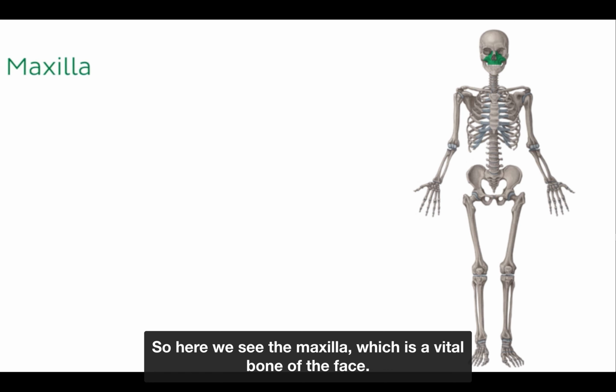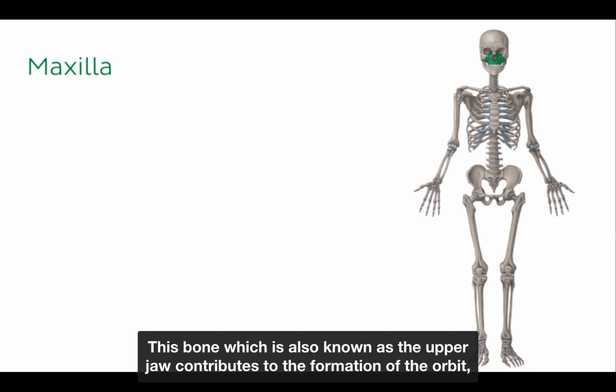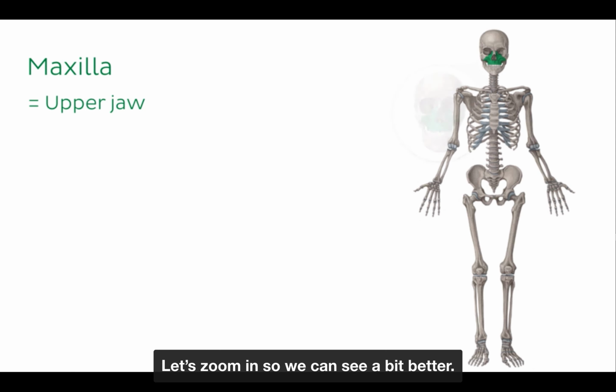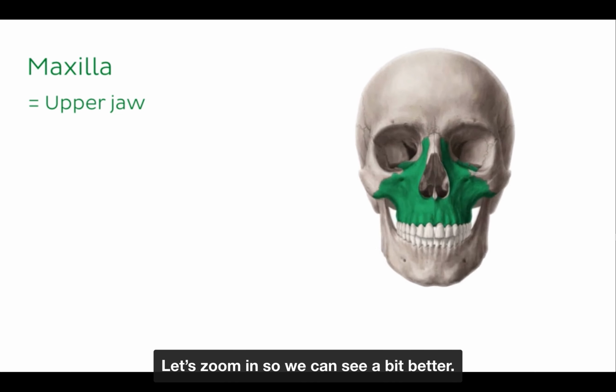So here we see the maxilla, which is a vital bone of the face. This bone, which is also known as the upper jaw, contributes to the formation of the orbit, the nose, and the palate. Let's zoom in so we can see it a bit better.